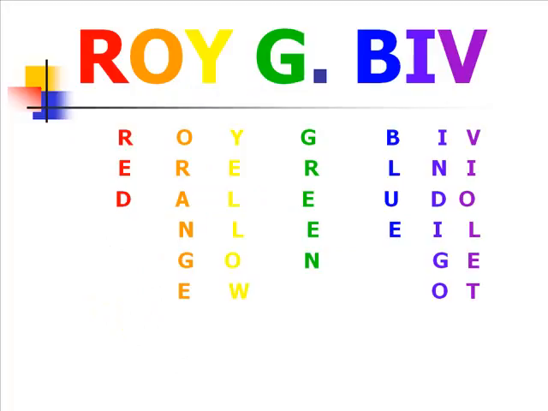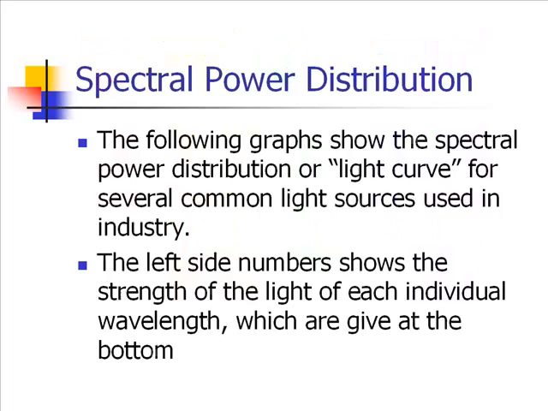Spectral power distribution. It's about the graph that shows the energy present in the light source, or call it the light curve. We have several of those lights that are commonly used in industry. And again, the left side numbers show the strength of the light at each individual wavelength, and the wavelengths are on the bottom.